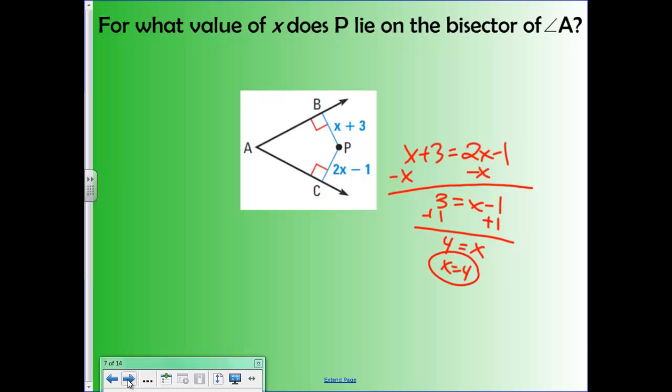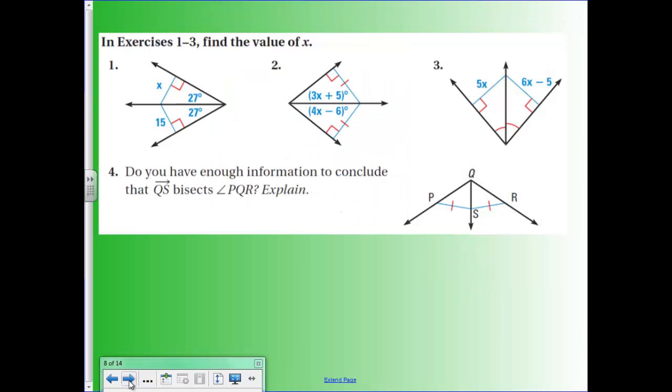So x equals 4. I answered the question, but how do I know I'm right? Plug it in. 4 plus 3 is 7, and 2 times 4 is 8 minus 1 gives me 7. So we're good. 1, 2, and 3 on your own. Number 4 we'll talk about together.